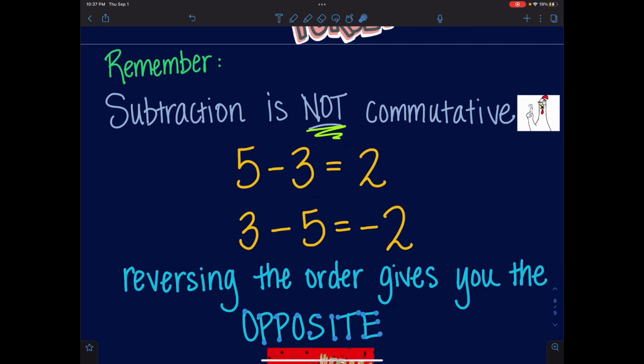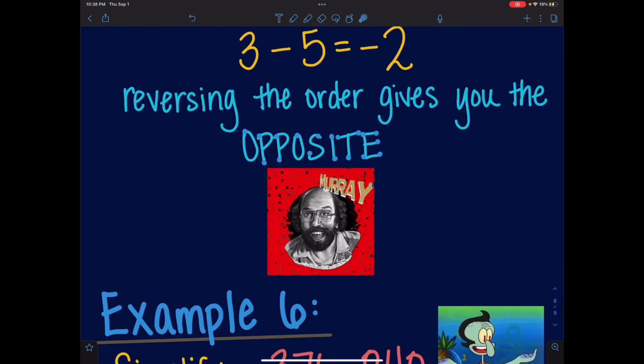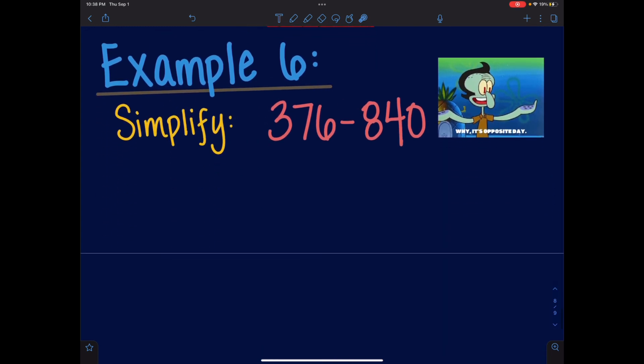Kind of think of the opposite as the upside down. I don't know. Does that help? Anyway, let's do the next part. So reversing the order gives you the opposite, kind of like Murray and Urey. No, I don't know. But that's a funny little picture.